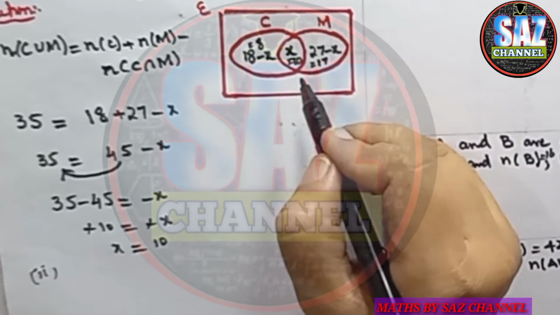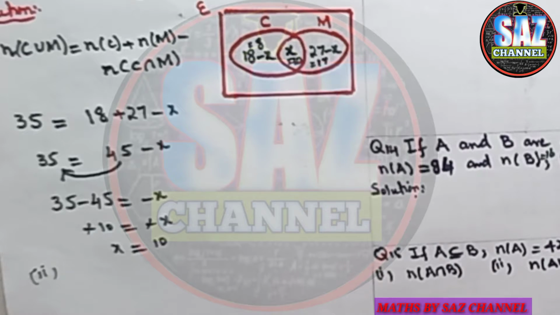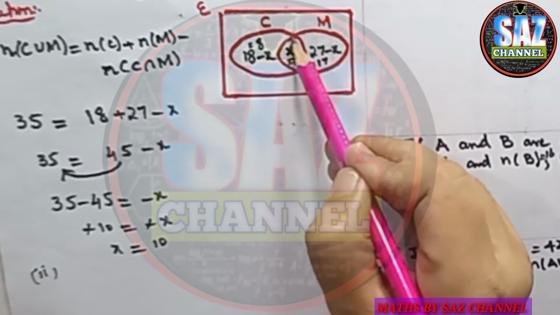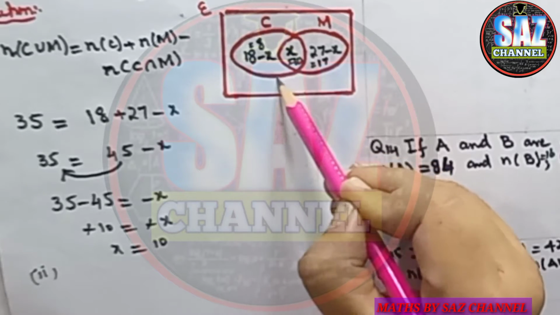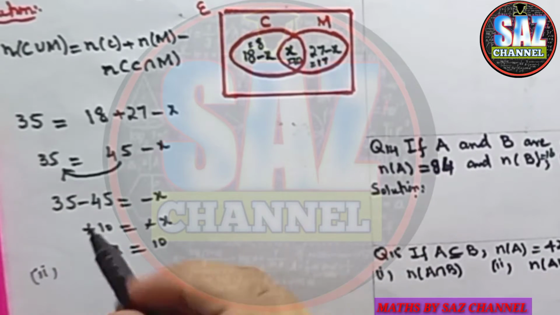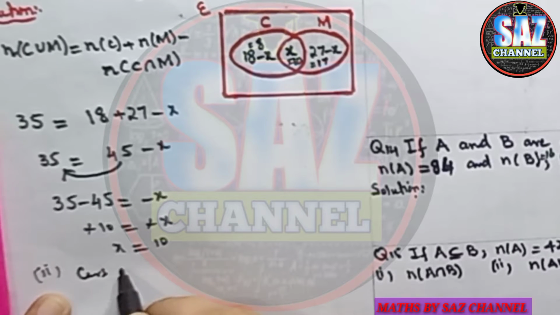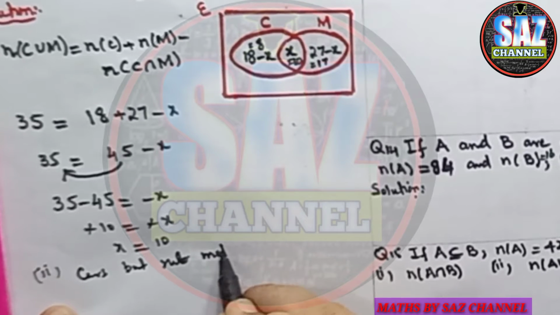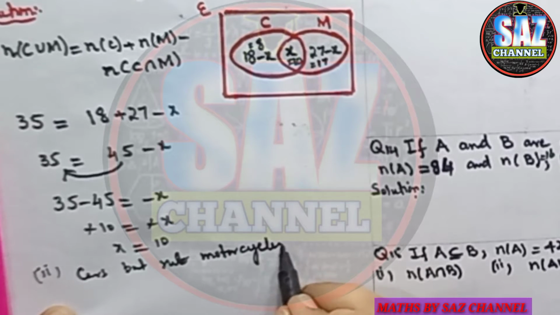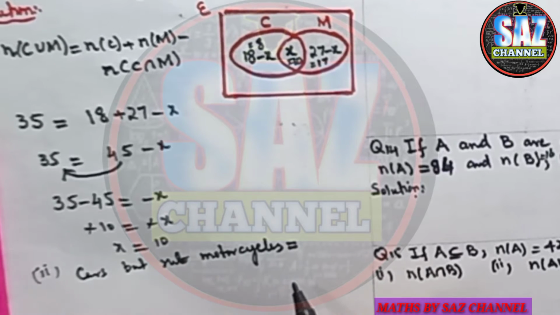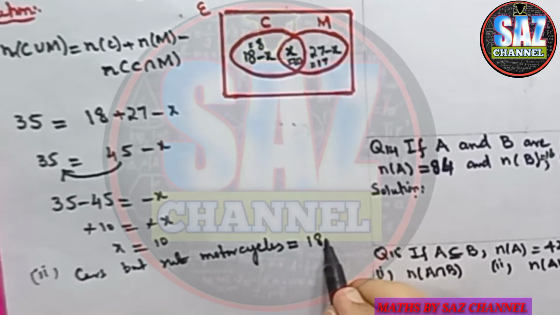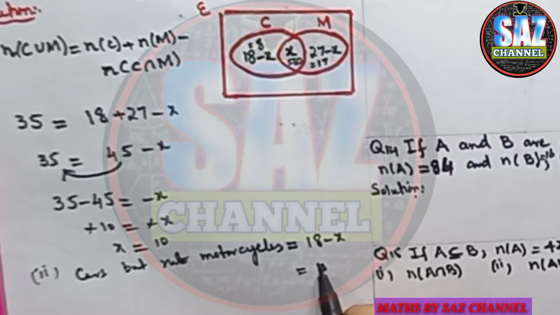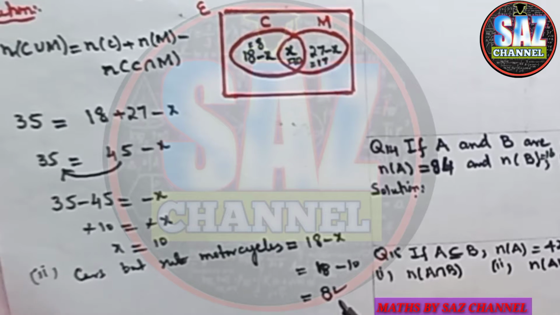Now the second part of the question says cars but not motorcycles. Cars but not motorcycles means cars only. This is the second requirement of the question. Cars but not motorcycles will be equal to only cars, that is 18 minus X, and 18 minus 10, which is equal to 8. 8 families have car only but not motorcycle.